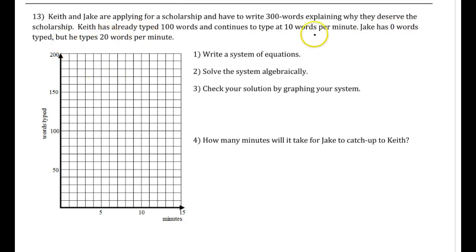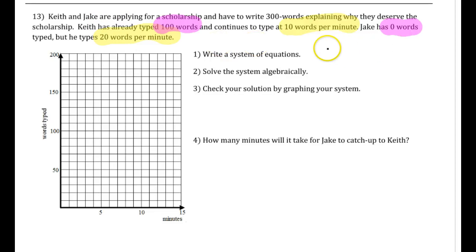Okay, so anything that has per or every, those are your slopes. That's what's changing. That's how much it's increasing. And then how much we start off with, that's your y-intercept. So Keith starts off with 100 words, but types slower. Jake hasn't even started, but types faster. So let's see who's going to catch up with who.